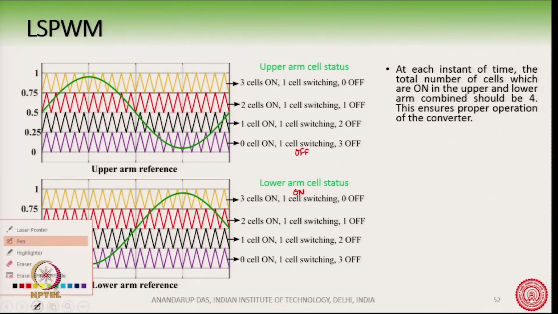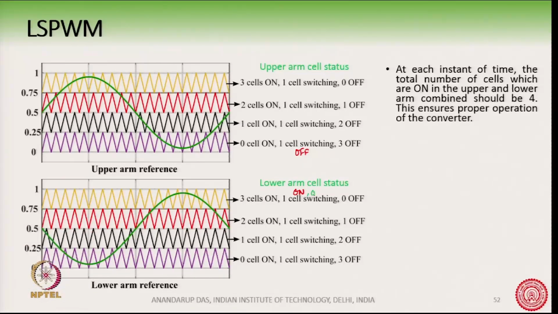When the other case happens, then this becomes off and this turns on. But again you see that the sum of the cells, so there are 3 cells on here and 1 cell on here, the sum is again in the leg 4. In a similar way you can take up any other case.